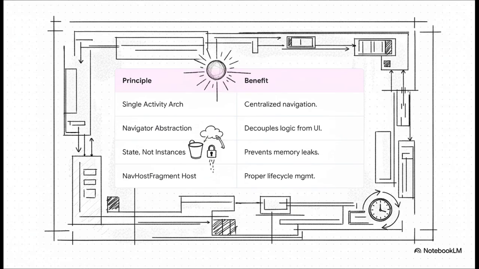So to sum it all up, these are really the pillars of a great design. A single activity architecture gives you one central point of control. That navigator abstraction decouples your business logic from your UI. Separating state from instances, as we've seen, prevents memory leaks, and using the nav host fragment ensures proper lifecycle management. This really is the blueprint for a modern, scalable Android app.